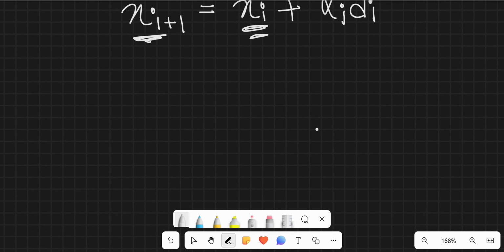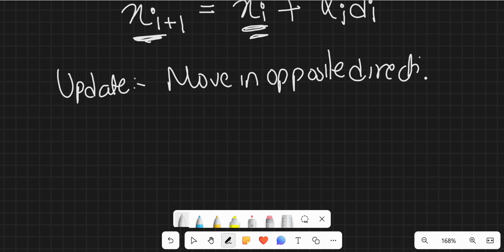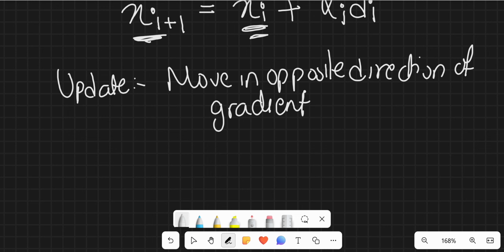Let me explain this easily using an example. Also, there is one more thing. There is an update rule. The update rule says to move in the opposite direction of the gradient. So what does this mean?